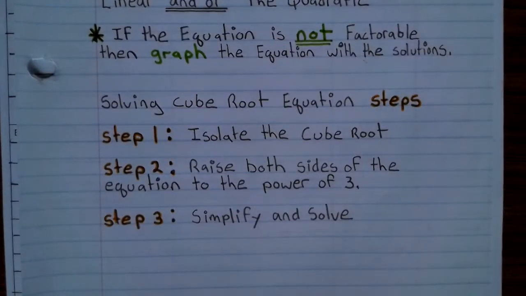Solving cube root equation steps. Step 1, isolate the cube root. Step 2, raise both sides of the equation to the power of 3. Step 3, simplify and solve. If you would, update your notes. Okay, now your notes are updated. Let's take a look at the examples.